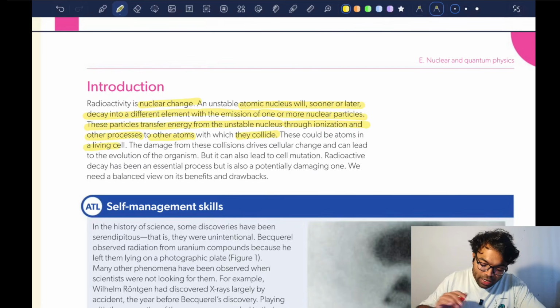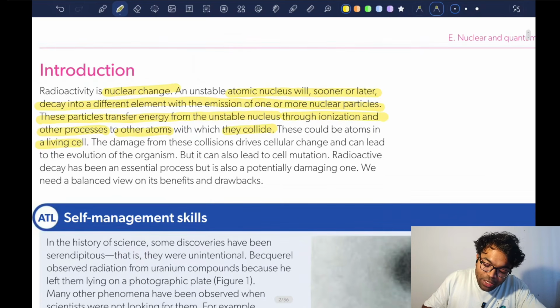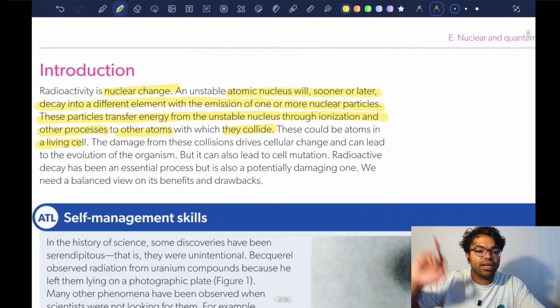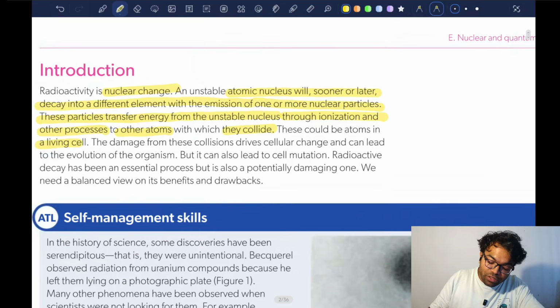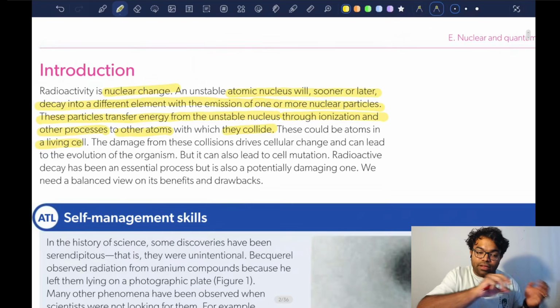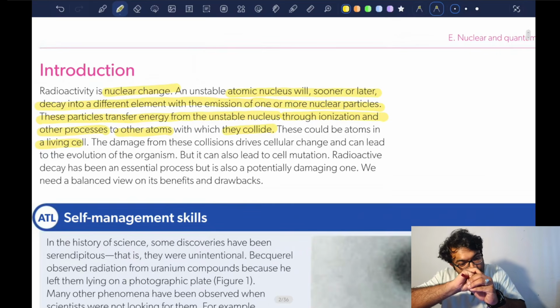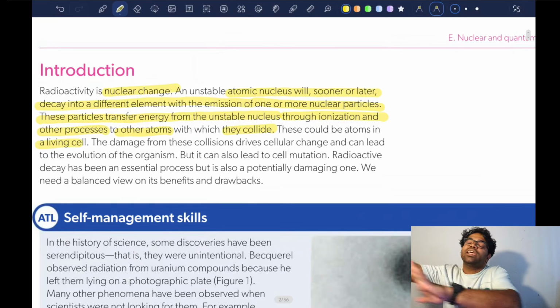Similarly, what are they trying to say? An unstable atomic nucleus will sooner or later decay into different elements with the emission of one or more nuclear particles. If it's one nuclear particle, it will be some other element. If it's multiple nuclear particles, it could be an alpha particle. These decays transfer energy from the unstable nucleus. So basically, when you eject a particle, the unstable energy that was present inside the nucleus has transferred itself into this ejecting particle, and this particle is taking that energy away.